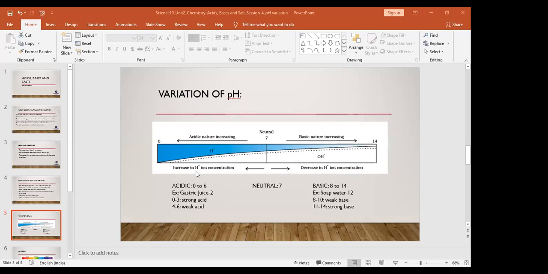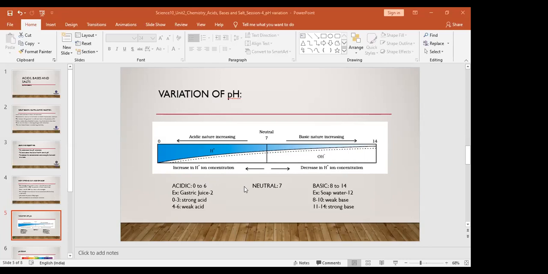Yes. Next, my question goes to Ubaid. Ubaid, are you there? Yes, ma'am. Ubaid, if a substance has pH of 3 and another substance has pH of 6, which one is a strong acid and which one is a weak acid? Ma'am, the substance with pH 3 is stronger, while the other one, 6, is weaker.